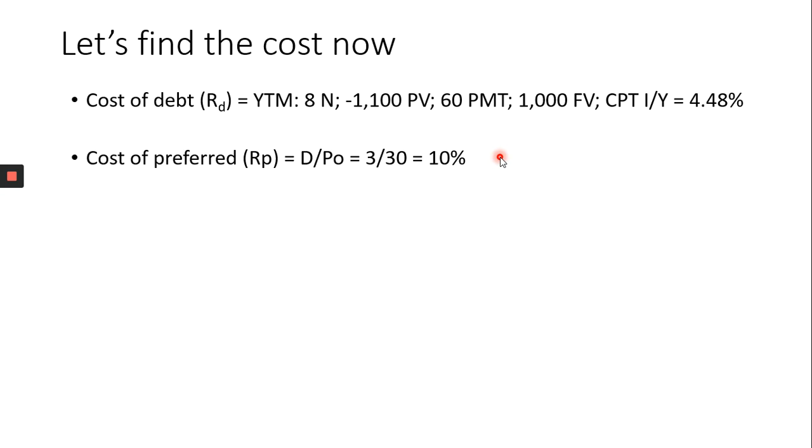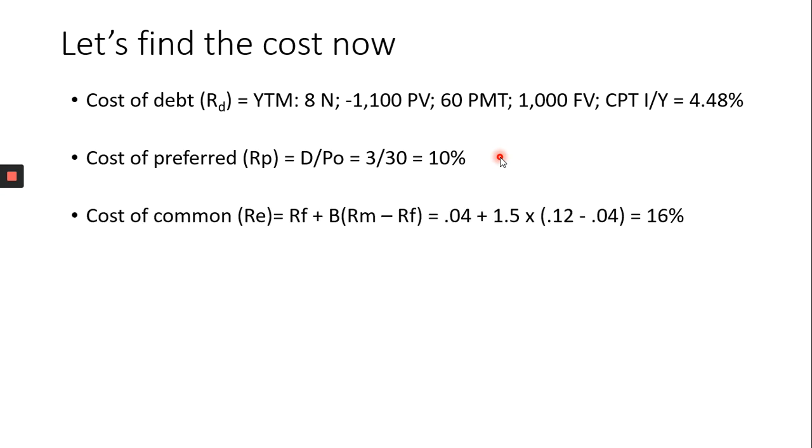So the cost of preferred share is 10%. The cost of common stock is this, because we will be using the CAPM model, since the question gives the information for the CAPM model only. We will be using this equation. I have explained this earlier. If you plug those numbers in here, you get a total of 16% cost of common equity.